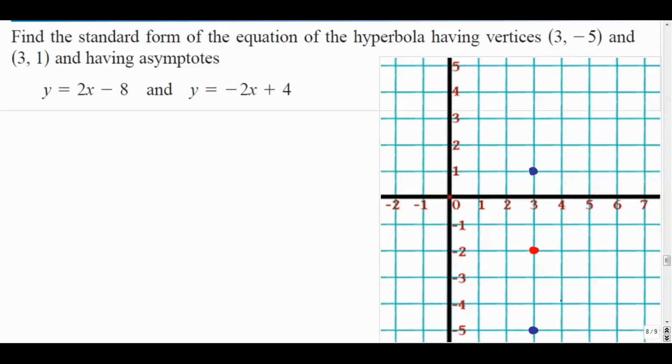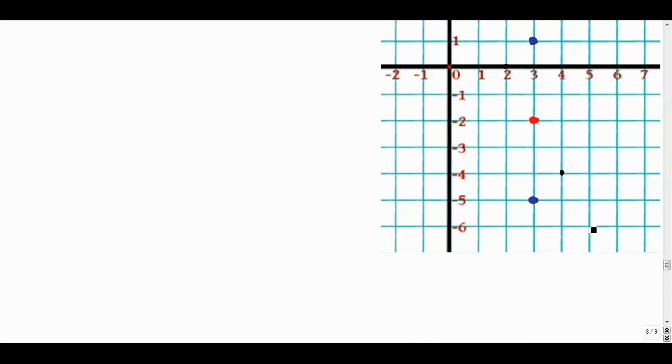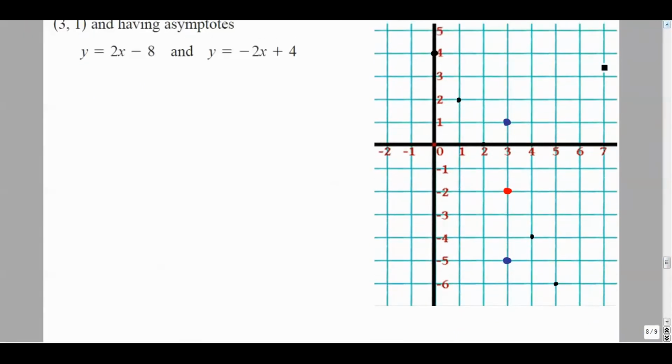From there, let's draw in our asymptotes. We'll start with this one. +4 is your y-intercept, and we're going a slope of -2. So down 2, right 1, down 2, right 1, down 2, right 1, down 2, right 1. And we'll connect those dots with a dotted line. This is one of our asymptotes. Remember, this is how you guide how your hyperbola shape is defined.